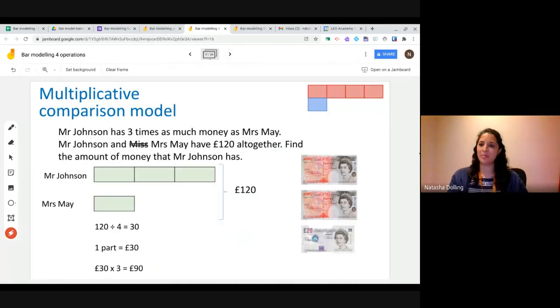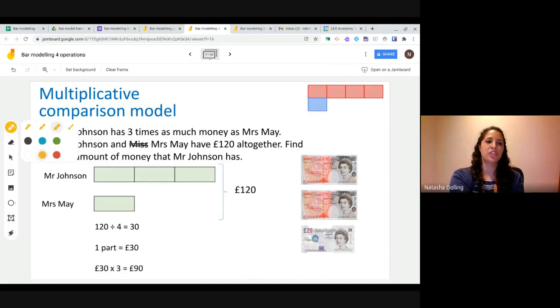And here is an example of a common question that might come up where children get stuck. Mr. Johnson has 3 times as much money as Mrs. May. Mr. Johnson, and I'm sorry, when I wrote this question, I couldn't remember if Theresa May was married or not. Apologies. Mr. Johnson and Mrs. May have £120 altogether. Find the amount of money that Mr. Johnson has. Now, I will tell you what children do.